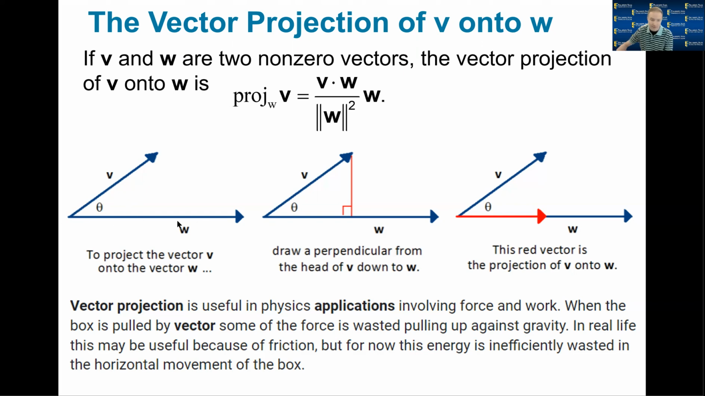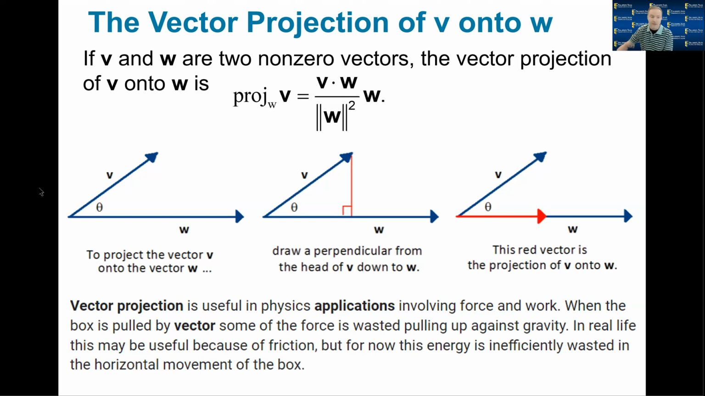If you were pulling it in the same direction as vector w, you'd say, well, everything is going to go into the pull. But if I'm pulling at an angle, quite a bit of that's going to be wasted in an upward direction versus the whole horizontal direction. So we talk about these vector projections in work problems. In real life, the upward pull might be useful to reduce the friction, but if we're thinking of it simply in terms of physics problems, the energy would be inefficiently wasted for the horizontal movement of the box. It's not going to move it horizontally perfectly.